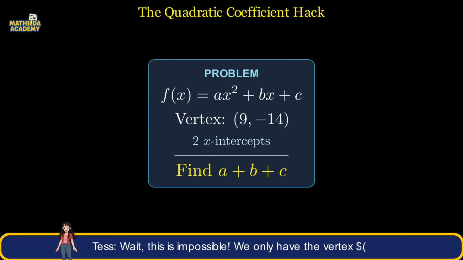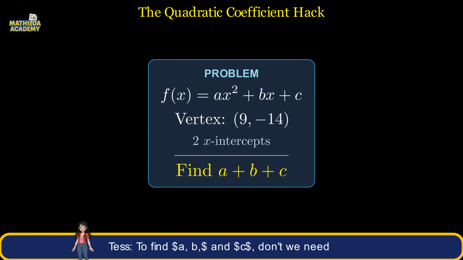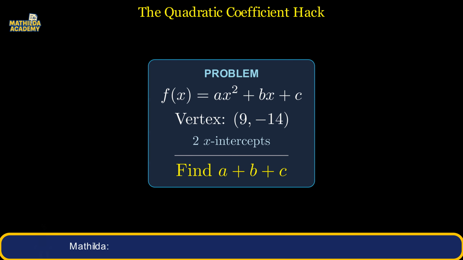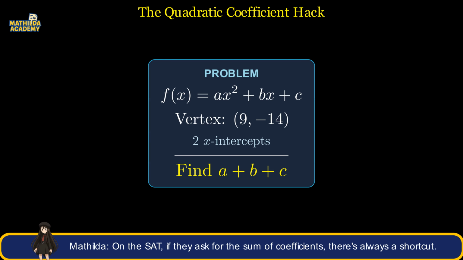Wait, this is impossible. We only have the vertex, 9, negative 14. To find A, B, and C, don't we need 3 points? On the SAT, if they ask for the sum of coefficients, there's always a shortcut. Look at the standard form. What happens if we evaluate the function at x equals 1?